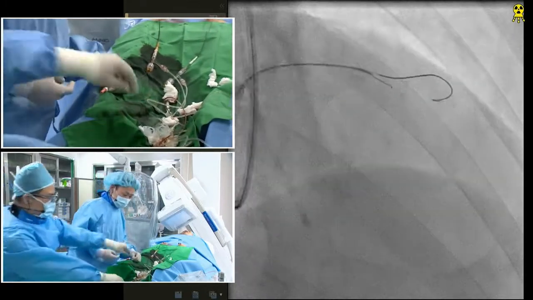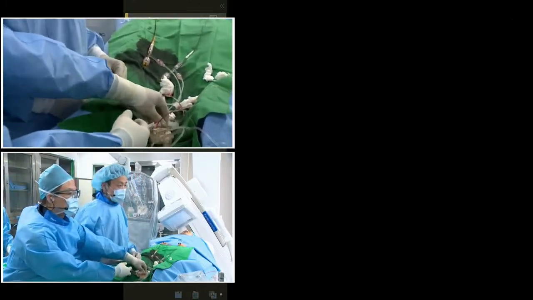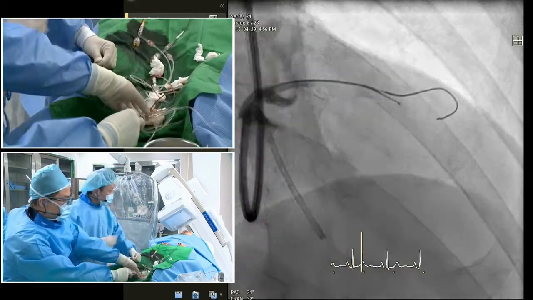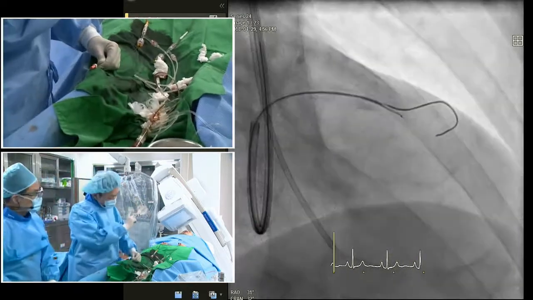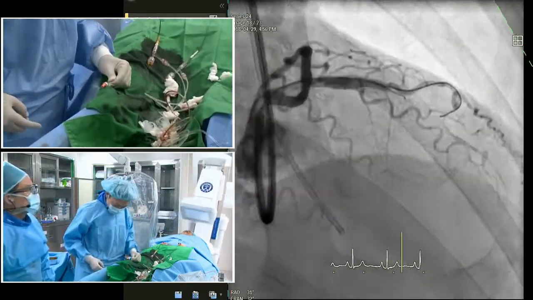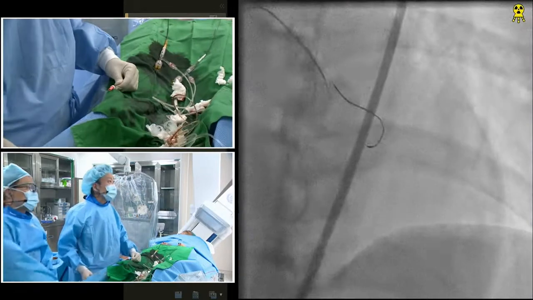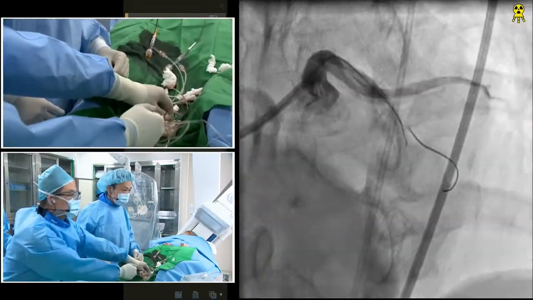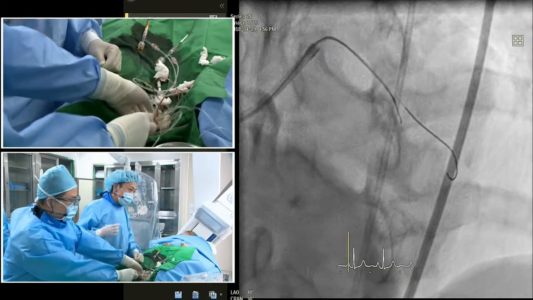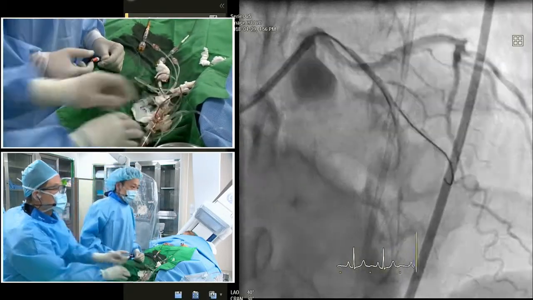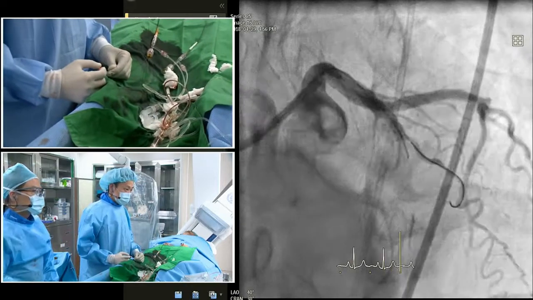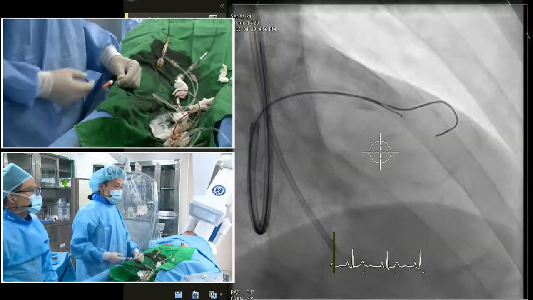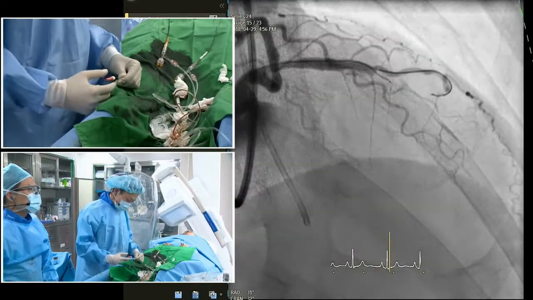Okay, let's check. Maybe it's fine. Okay, I want to check the left cranial view. Okay, it's okay. That's good. Same, proceed more, maybe supporting the microcatheter advance.